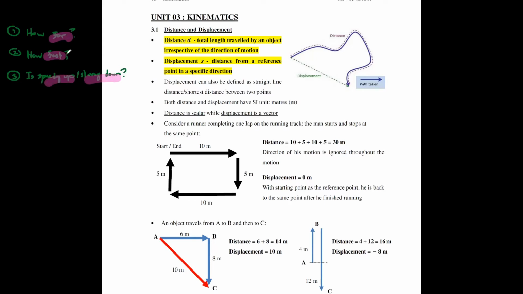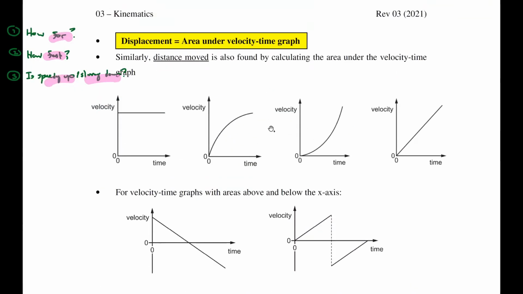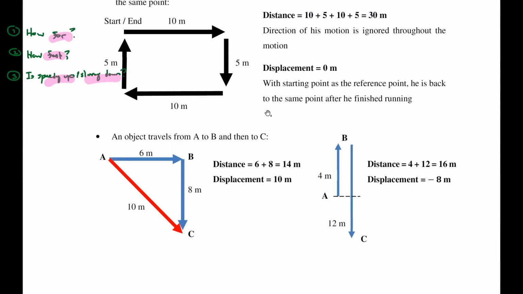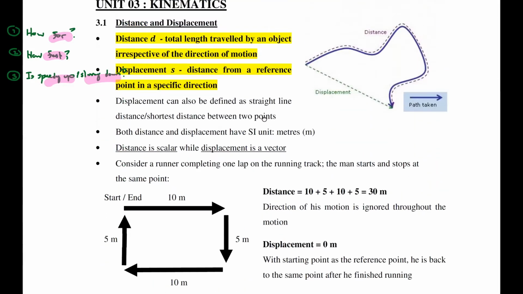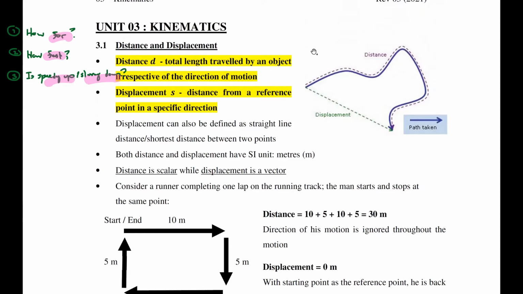When you want to describe the motion of an object in terms of these three criteria, there are specific physical quantities that you will use. The first one that you will use is actually, let me just zoom in first. Okay, the first physical quantity that you will learn is something called distance and displacement. Okay, distance and displacement. Distance and displacement tells you how far something has moved in layman's term.